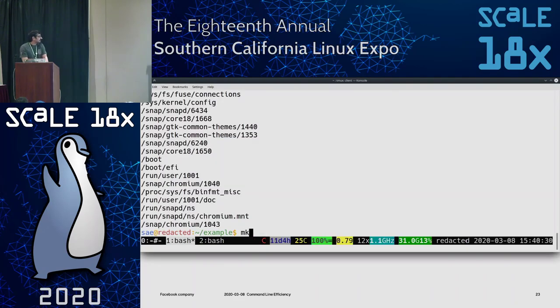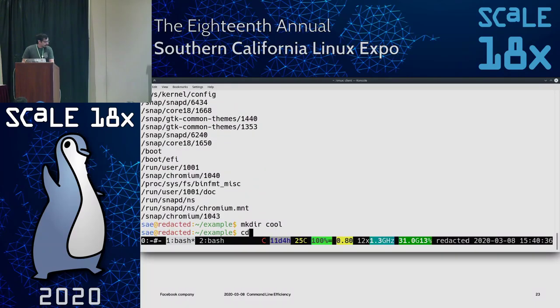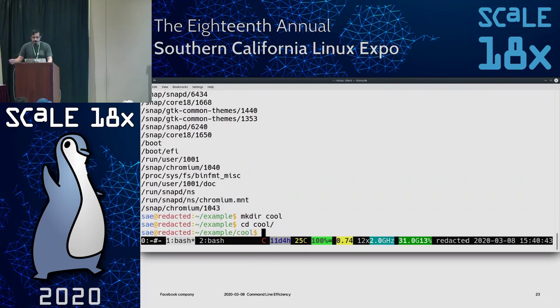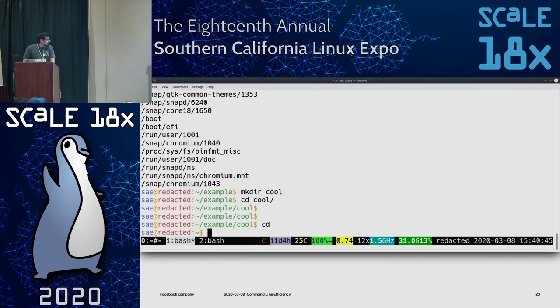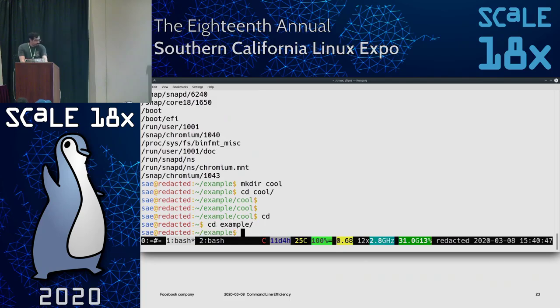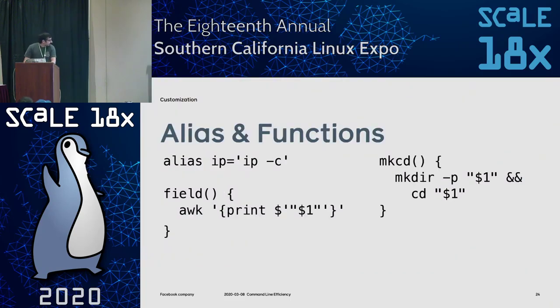And also, it's pretty common that I want to make a directory, like mkdir cool, and then I want to cd into that directory. I've just made the directory, so I probably want to go in that directory. So I want to cd into cool as well. So let's make these more efficient.